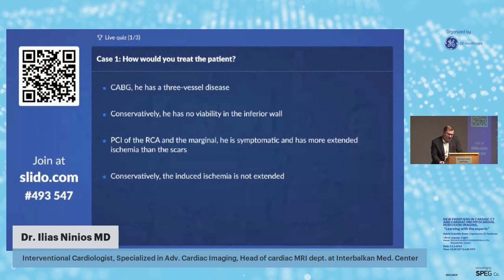Again, is it either PCI of the right and the marginal, or bypass surgery because it's a 3-vessel disease, or conservative treatment, but because of no viability of the inferior wall, or because of a very small amount of induced ischemia.